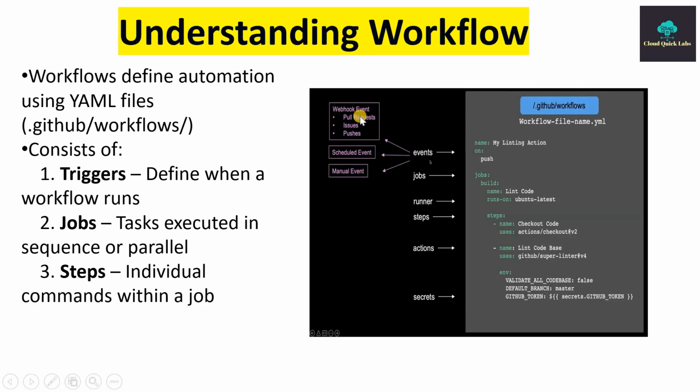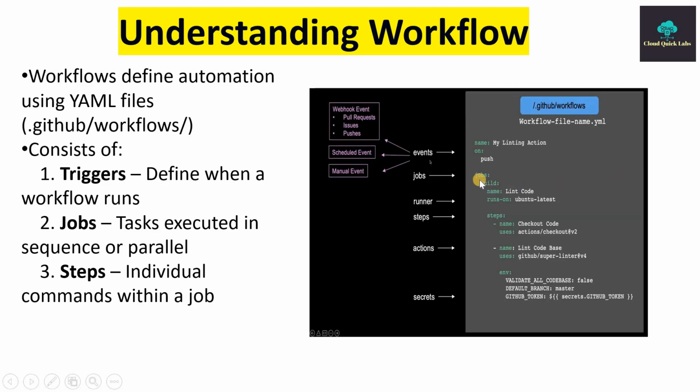So this event, so basically what are the types of events? The event could be webhook events like pull request, issues, pushes as well, then the scheduled event, and then the manual event as well. So here you see that the first property is basically name, which is nothing but the name of your GitHub Action. On is nothing but at what kind of event this action has to be triggered. That is, here we have defined push, and then we go down to the jobs.